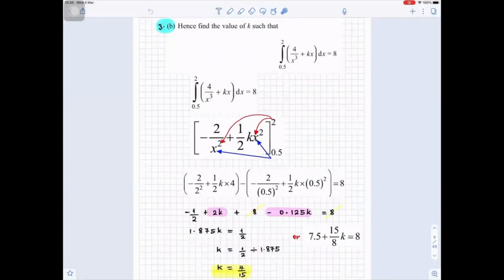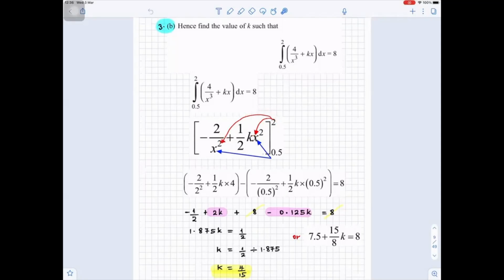Question 3b, hence find the value of k. Hence means you use your answer from part a, the answer you had before. That would make it easier. So when we integrated it, we had minus 2x to the minus 2. So we can write it as minus 2 over x squared plus 1 over 2 kx squared. That's what we had from before. So we substitute in 2. 2 goes for x and 2 goes for x.